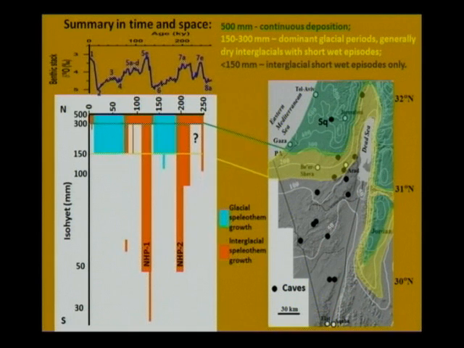Then we move to the semi-arid region, and we get deposition in glacials and intermittent deposition in interglacials. We have only some periods in the interglacials when we have water, but there are also a lot of dry periods. So rain does not always come in interglacials, but almost always we have enough water in glacials.